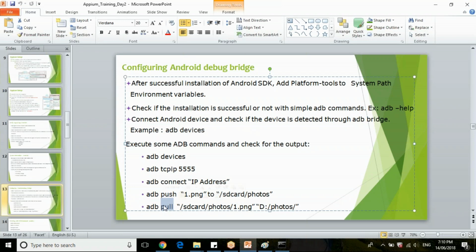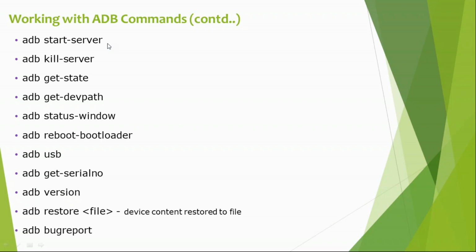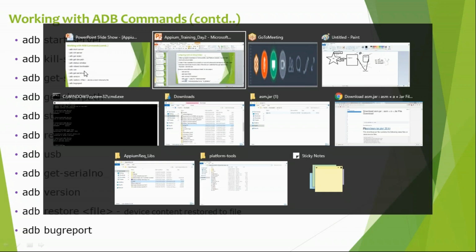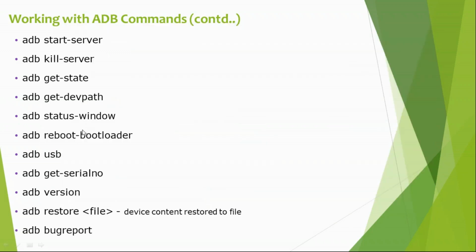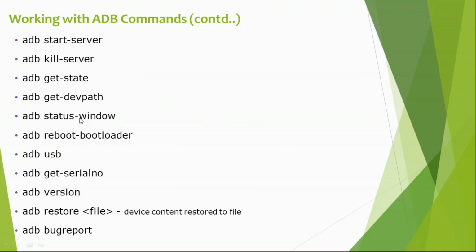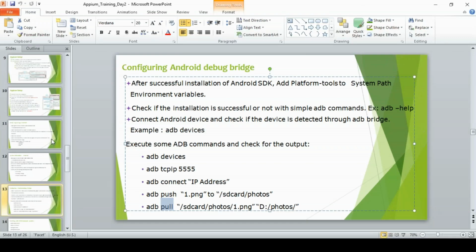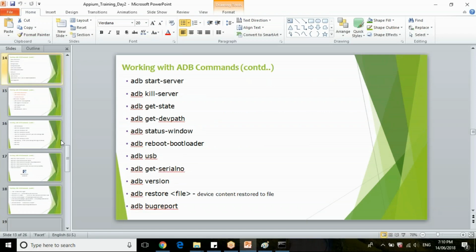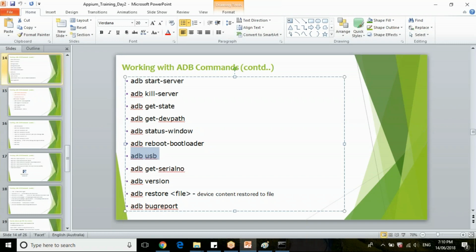Now ADB start-server will start your ADB server. ADB kill-server will stop it, and ADB get-state will tell what is the ADB server state. Then get-devpath will tell what is the device connected path. Then status window means it will just show you what is the status of your mobile device. Then ADB reboot is there. Now when I click reboot, it restarts the mobile device. Then ADB usb is there. If I do ADB usb, it will just scan the USB ports.